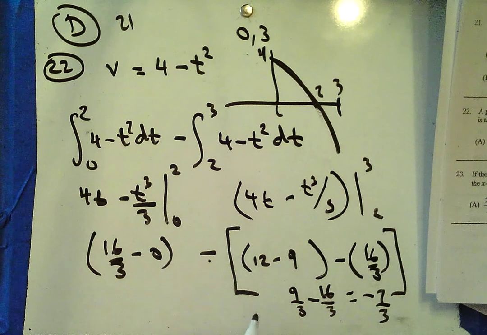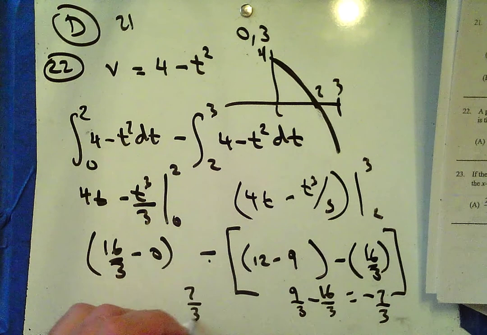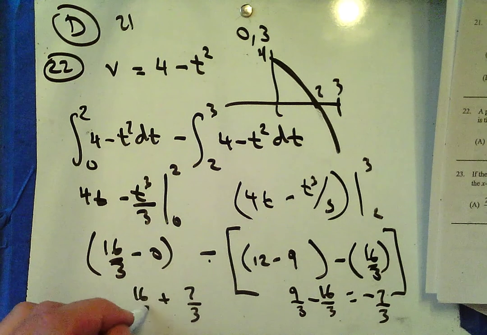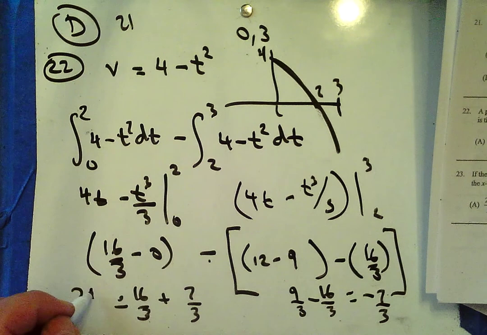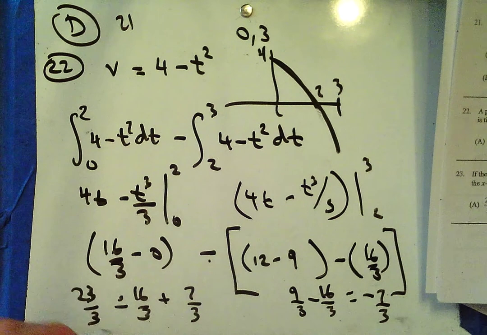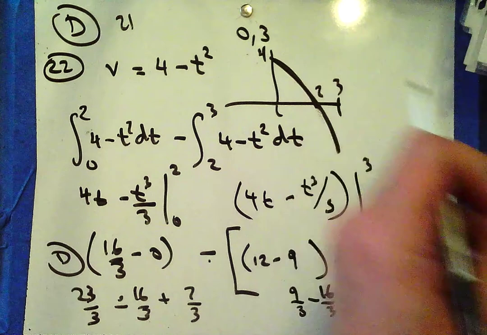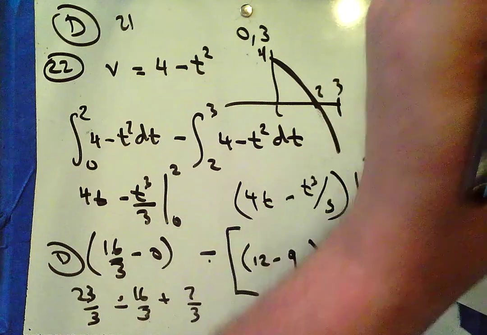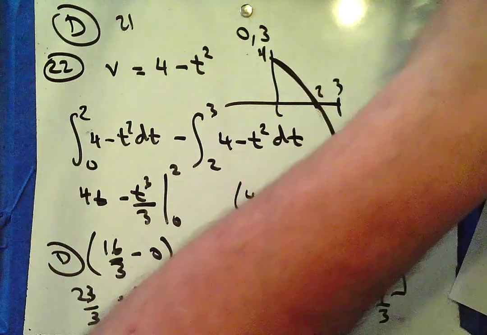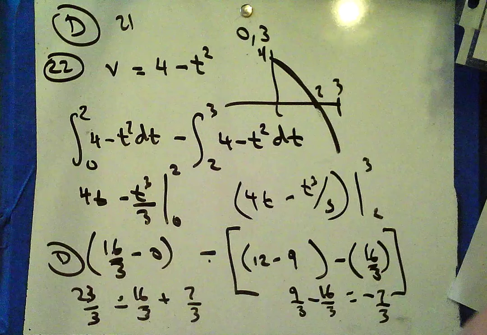But we've got a minus out in front. So we've got positive 7 thirds plus 16 thirds is 23 thirds. 23 thirds is choice D. D for number 22. Okay, let's move on.